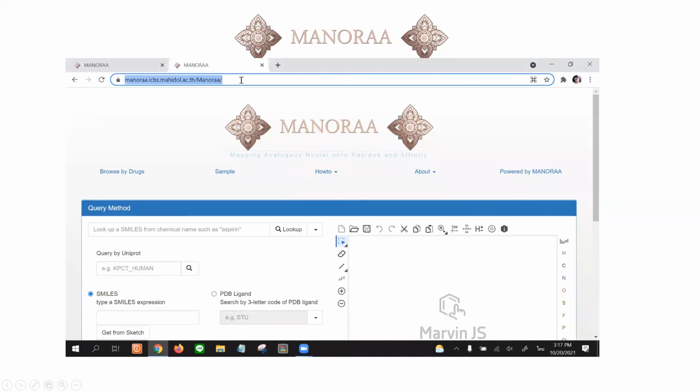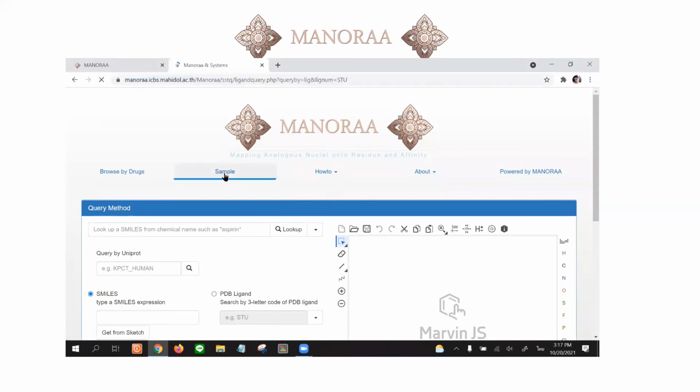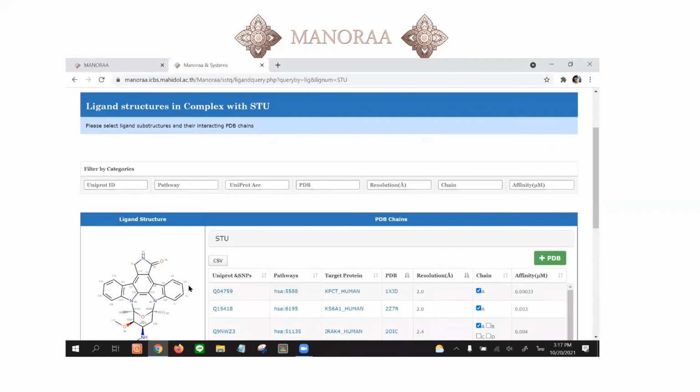I will give a demonstration on how to use MANORAA. First you go to the URL manoraa.org, which will redirect to here. The fastest way is to click on sample. And then you can see this one is for Staurosporine.